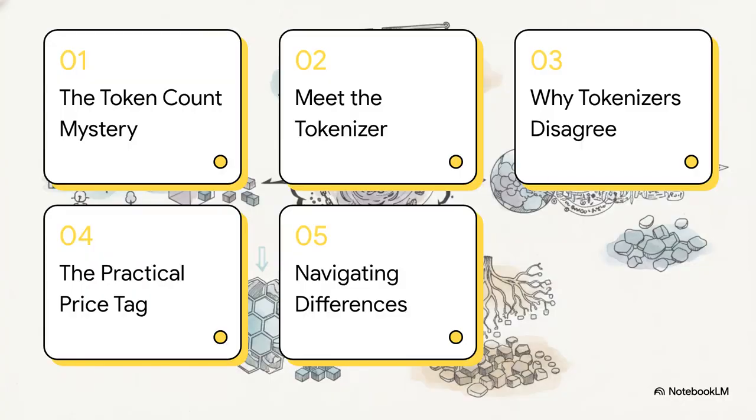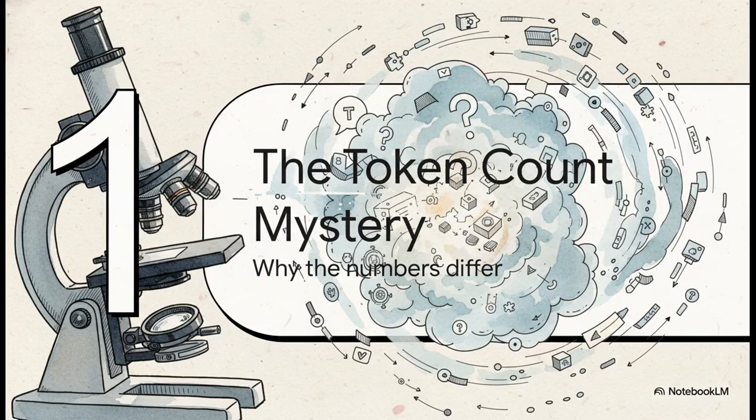So here's how we're going to tackle this. First, we'll dig into the mystery itself. Then, we're going to meet the main character in the story, the tokenizer. After that, we'll explore exactly why they can't seem to agree, what that means for your wallet, and finally, we'll lay out a solid strategy for dealing with it all. All right, let's dive right in. We're going to start with the core problem, the thing that trips up so many developers when they're trying to forecast costs or just manage their prompts effectively.